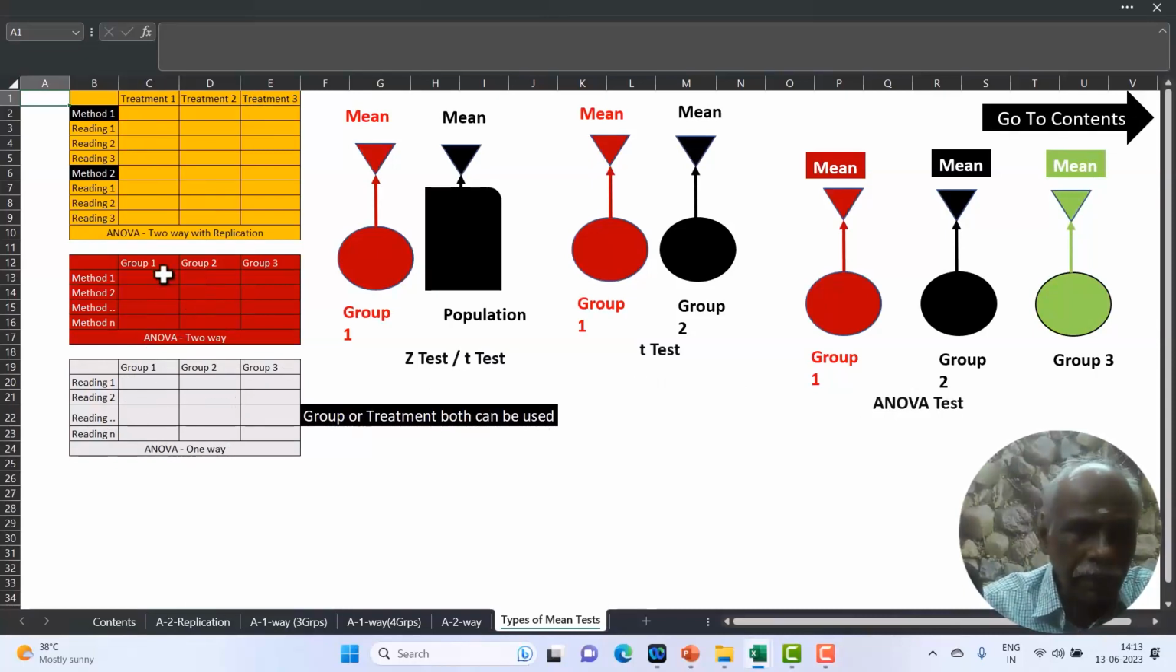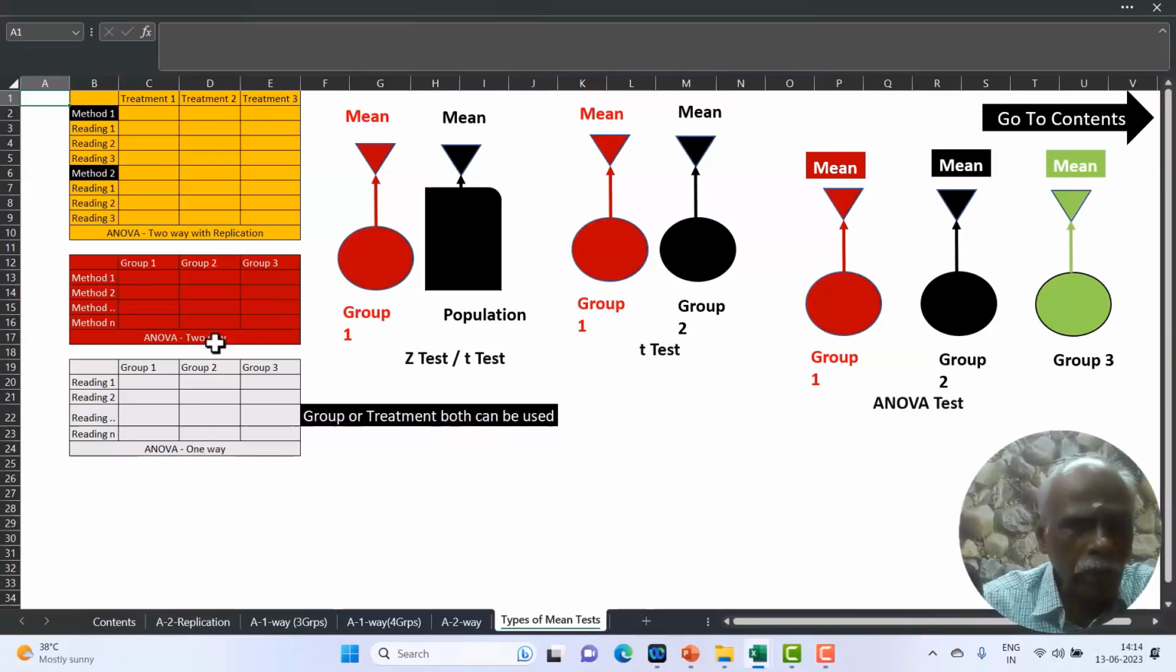And then if there are different methods in each group, then for each group there will be different methods. Method 1, method 2, method 3, and like that. Then we are taking the readings. Then we want to find out which one is the best, or are they the same? And this is called ANOVA two-way.